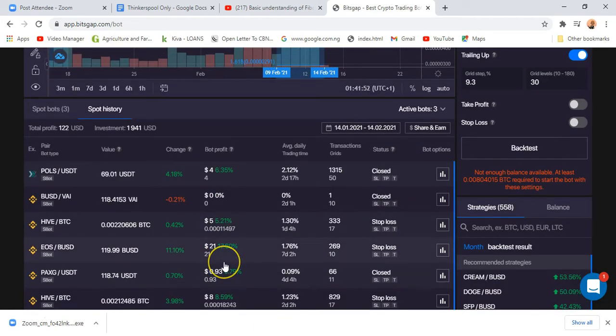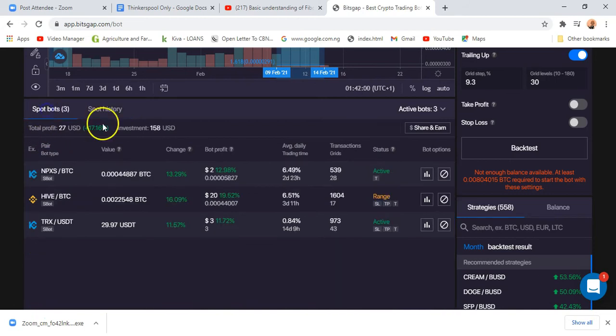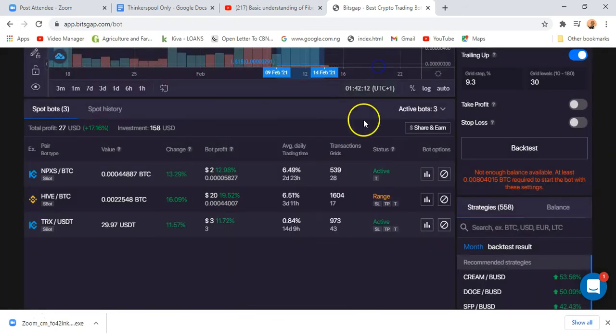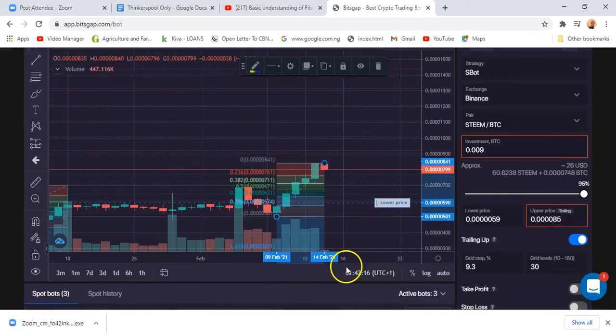Okay, so that's basically how the bot works for you. So I close this in profits. I close this also in profit. So if I'm going to close this, I'm going to close this in like 16.09% profits. Okay, so it means that this bot has done so much work for me in the last 3 days. So it's a powerful automation software.